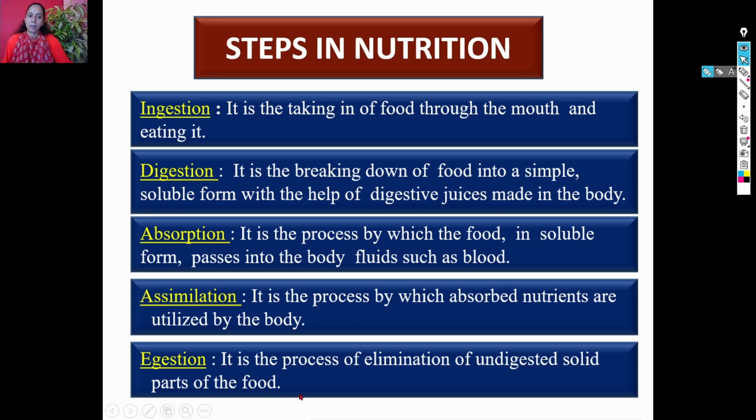What we have to remember is the steps in a serial manner: ingestion, digestion, absorption, assimilation, and egestion. So these are 5 steps, and these 5 steps are equally important in the process of nutrition.